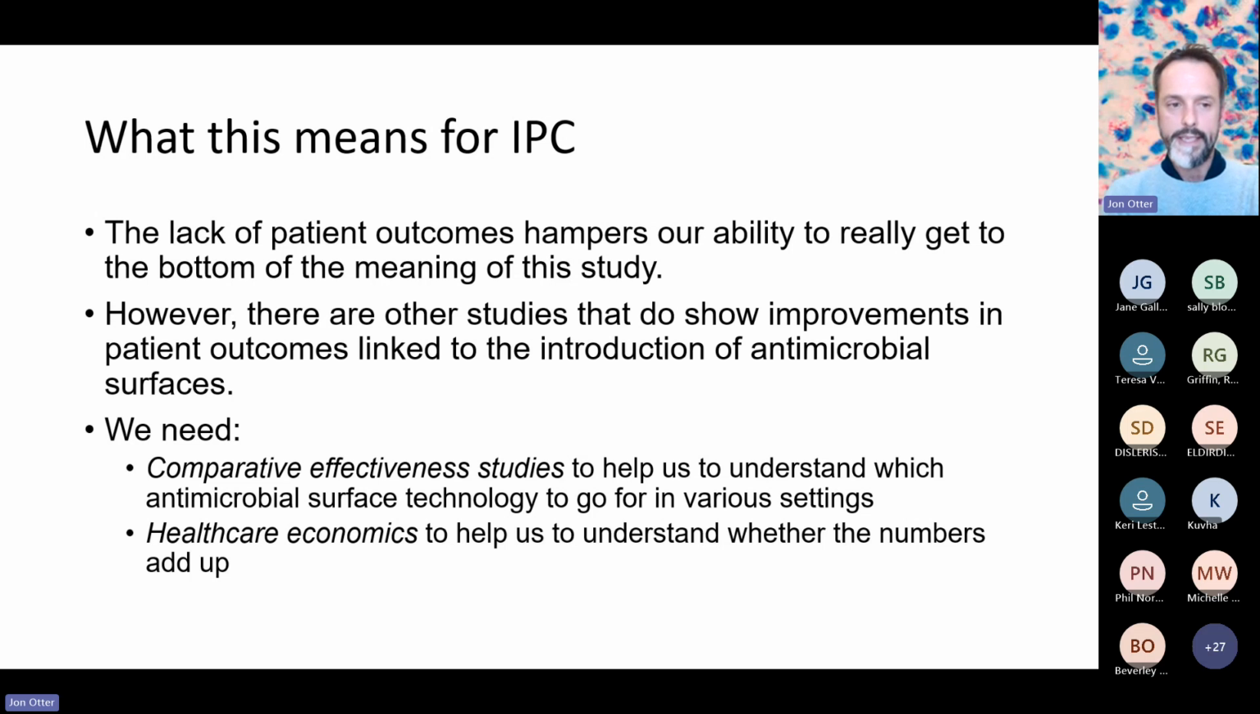So what does this mean for IPC then? Well, I think the lack of patient outcomes really does hamper our ability to get to the real root meaning of this study for us. There are other studies, though, that do show that improvements in patient outcomes are linked to the introduction of antimicrobial surfaces of various kinds. So what we really need is some comparative effectiveness studies to help us understand which antimicrobial surface to go for in various settings, and also, of course, the healthcare economics to help us understand whether the pounds and the pence or the dollars and the euros add up when we're thinking about introducing an antimicrobial surface.